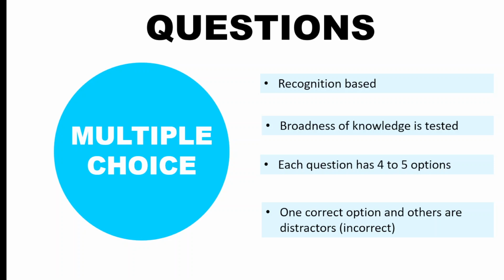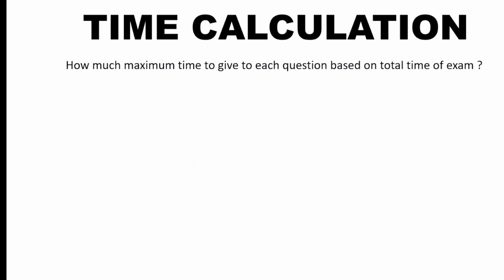Okay. So let's start. First, you have to do a time calculation. Basically, how much maximum time you can give to each question without taking away from the total examination time. How much time should you dedicate to one question? What is the maximum time you can dedicate? Because if you go above that, it will take away time from your other exam questions. So you have to keep that in mind as well.